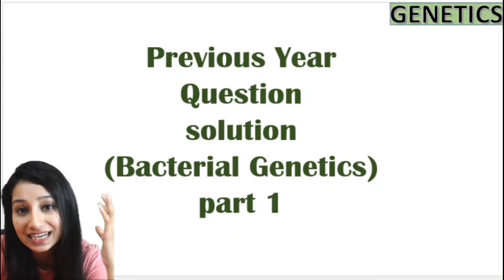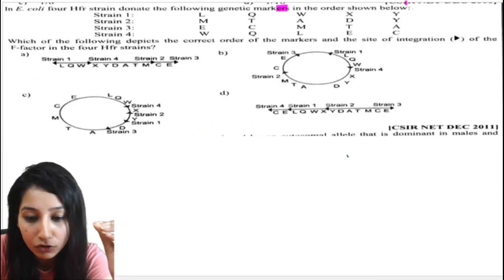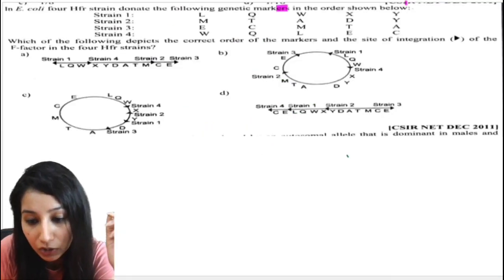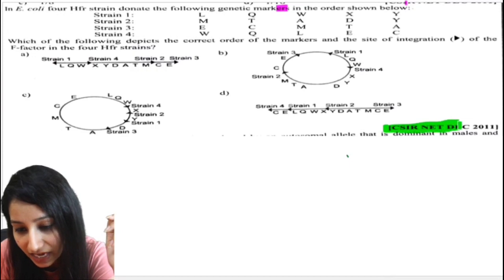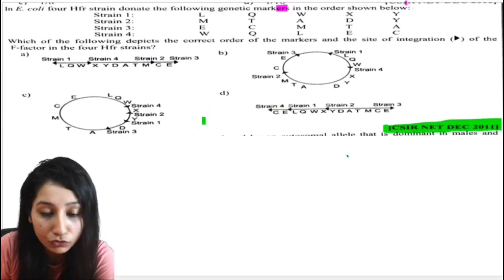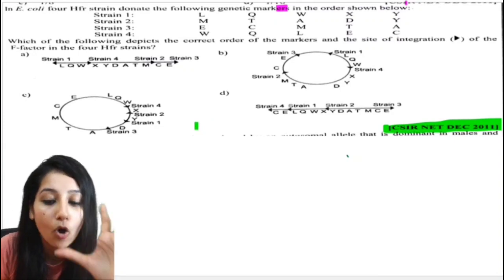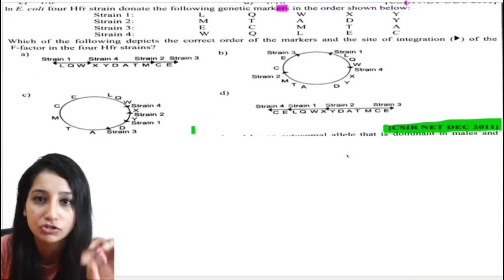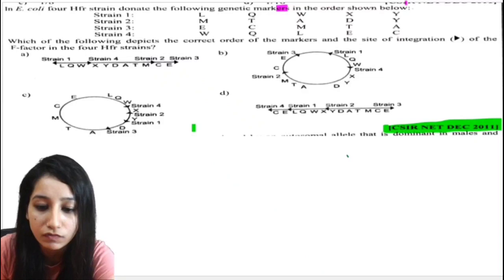Okay, so let's get started with today's video, and the first question is from the year 2011. It is a CSIR question from December 2011. It is a very good question and your concepts will be all clear after solving this question, that is, how you are going to solve the questions of conjugation.